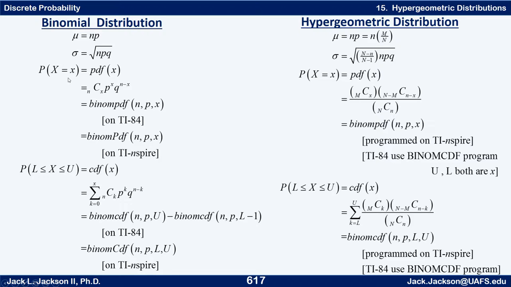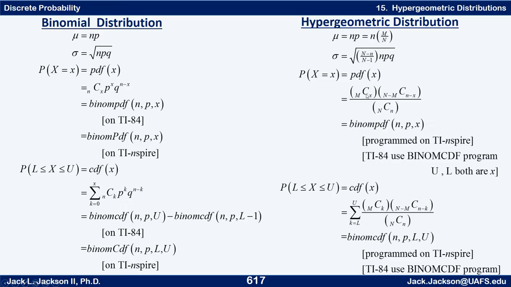The probability that X equals some value little x, that's the PDF of x. It's given as this combination, n choose x times p to the x, q to the n minus x for the binomial. And we have a formula built into that on the TI-84, binompdf, and you put in n, p, and x, and it works essentially exactly the same way on the TI-Nspire.